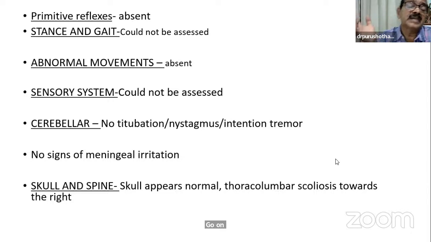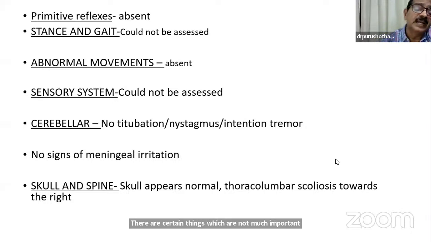Even though in the neurological examination you mention all these things, there are certain things which are not much important in developmental delay problems. Features of raised ICT and signs of meningeal irritation are not much important, because in developmental regression or static disorders, raised ICT and meningeal irritation are very unlikely. If you get a sign, it must be due to a skeletal or spine problem. In this case, it is important. Why?